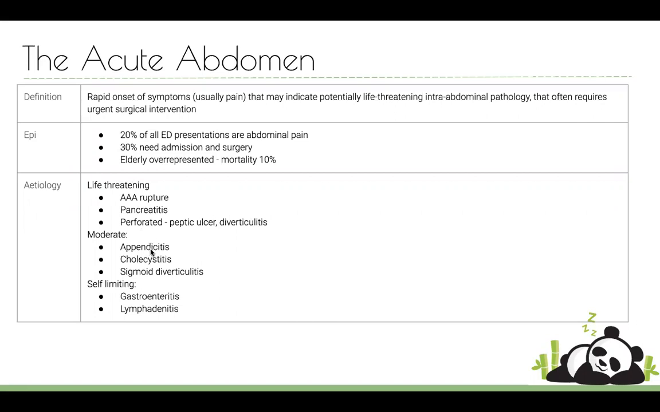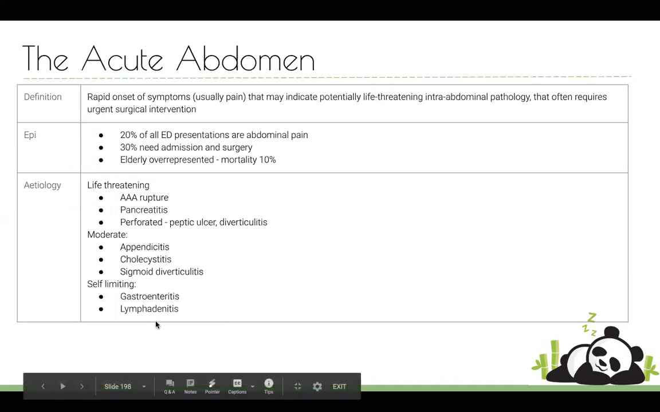Moderate causes would be appendicitis, cholecystitis, sigmoid diverticulitis, and all of these things basically need surgery pretty quick. So they'd be sent and prepared for surgery. And then self-limiting things might be gastroenteritis, so that's your tummy bug, and lymphadenitis.